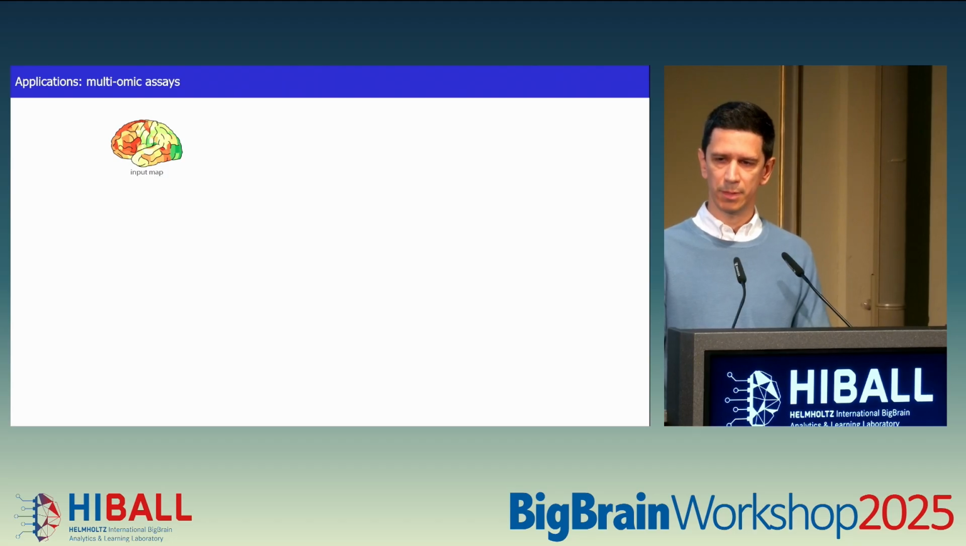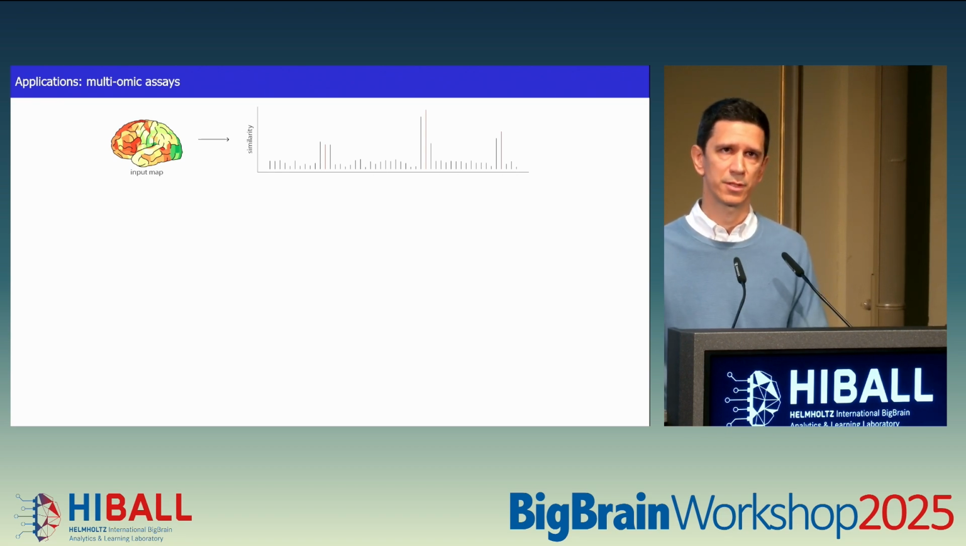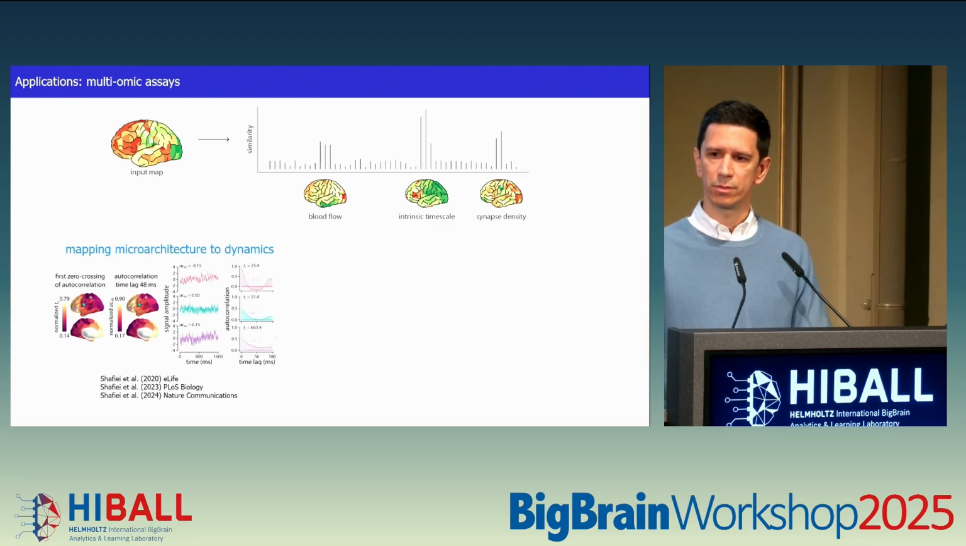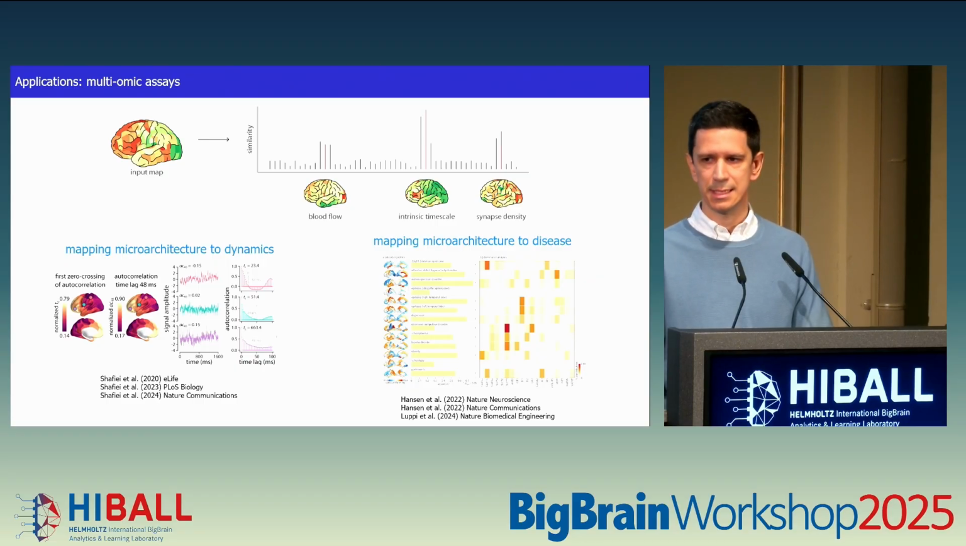So what I mean by multi-omic assays is exactly what I just showed. You come in with an input map that you like, and then you compare it to everything that we have in the library, kind of like an NMR spectroscopy kind of spectrum, and then you figure out exactly what other biological features your input map is related to. And so we've done quite a bit of this work relating microarchitecture to dynamics, microarchitecture to disease, and so on.